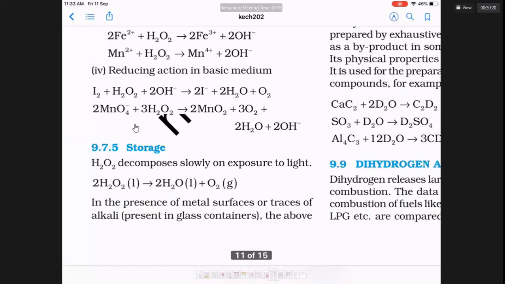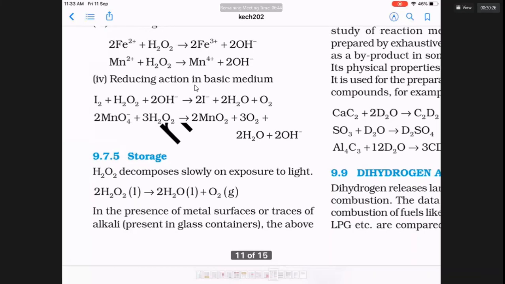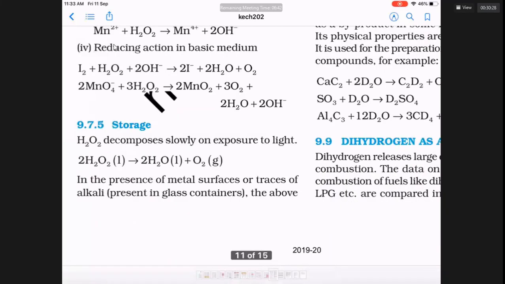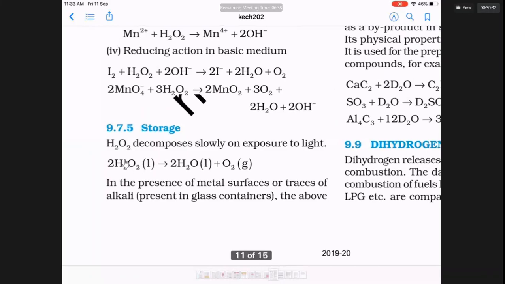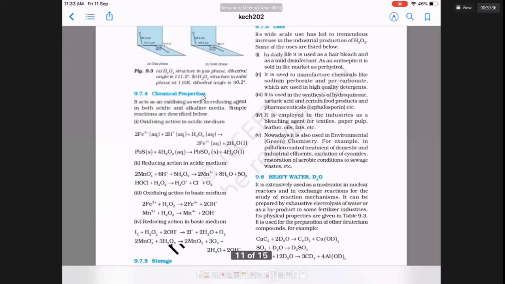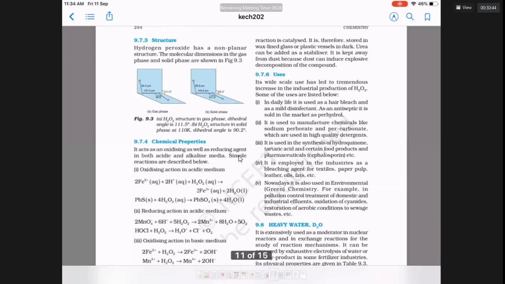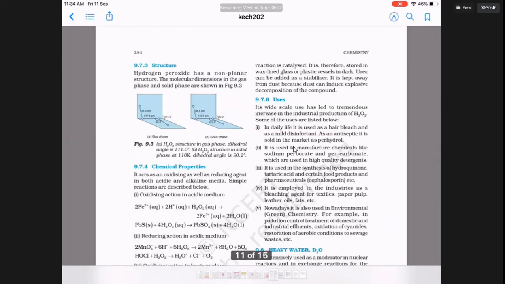Similarly, it reacts with permanganate in basic medium to give MnO2, manganese dioxide. About the storage of H2O2, I told you, if you don't store it properly, it will decompose and explode. So you should keep it in dark-colored, black bottles coated with wax, away from sunlight, away from shock and noise. You can add materials like urea, sodium stannate, glycerol, phosphoric acid to increase the shelf life of H2O2.